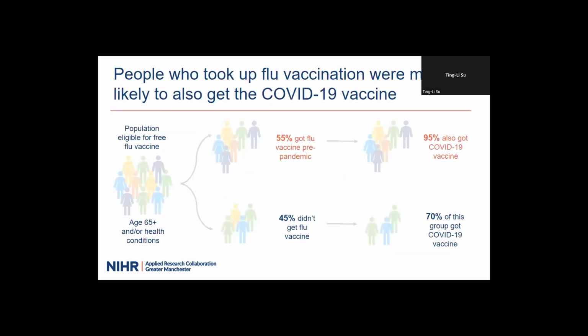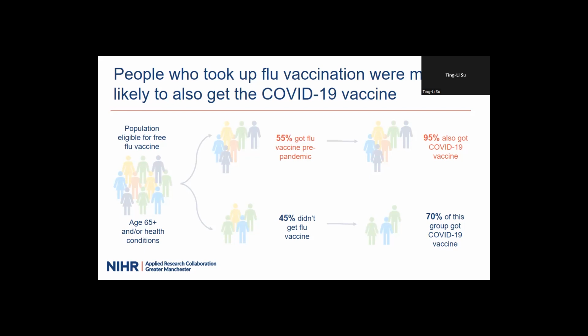So as well as this more general analysis, we thought we could maybe learn a little bit more about where these inequalities are arising if we looked at, for each person, did they take up one, the other, or both, or neither of the flu and COVID vaccines, and try and understand a bit about that person by person.